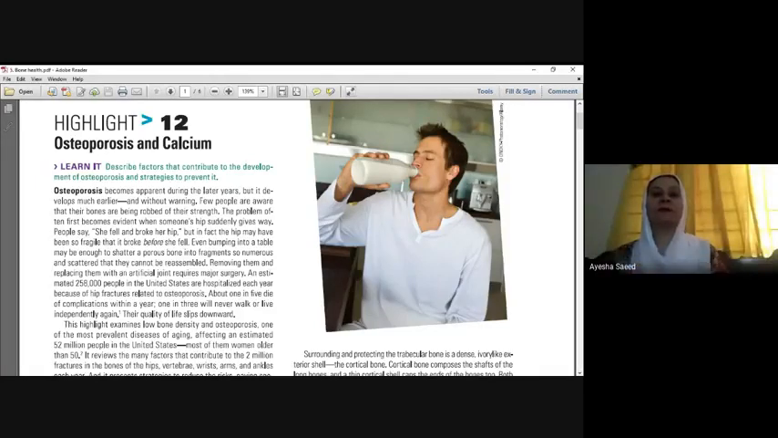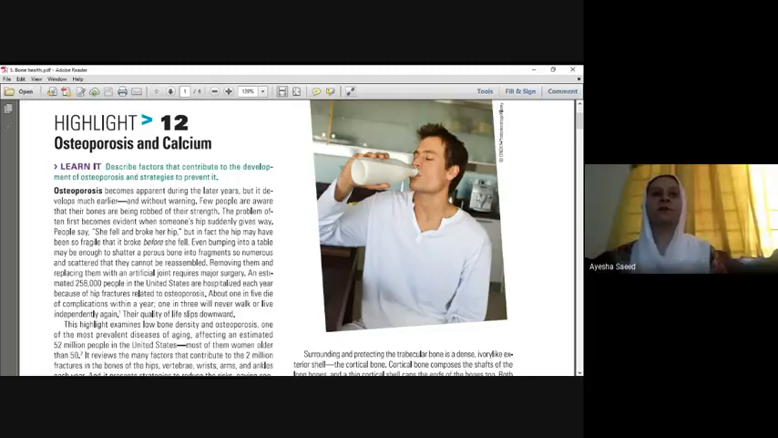Even bumping into a table may be enough to shatter a porous bone into fragments so numerous and scattered that they cannot be reassembled. It is not like a simple fracture, it is like when a glass falls to the floor and it gets into so many small fragments; the bone breaks into so many pieces like that. Removing them and replacing them with an artificial joint requires a major surgery.